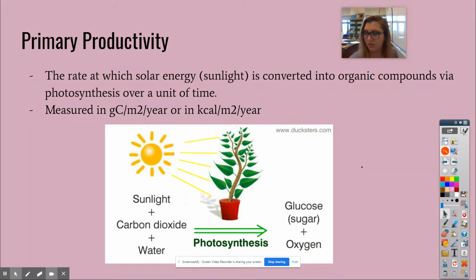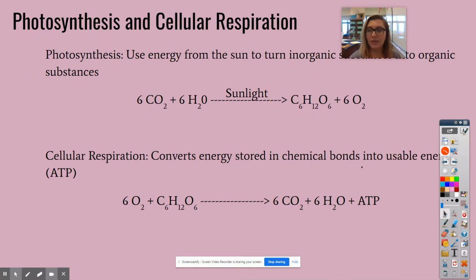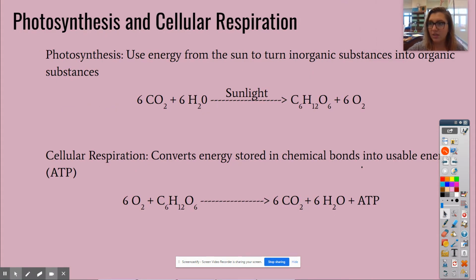Oops. Next slide. All right, so I quickly wanted to go over the, oh my gosh, the equations. Oh, it's such a Friday. The equations for photosynthesis and cellular respiration.